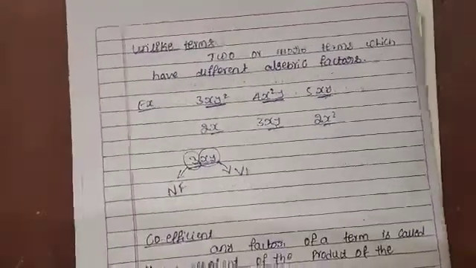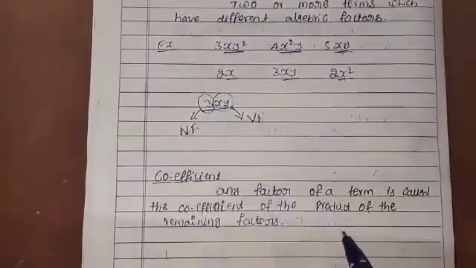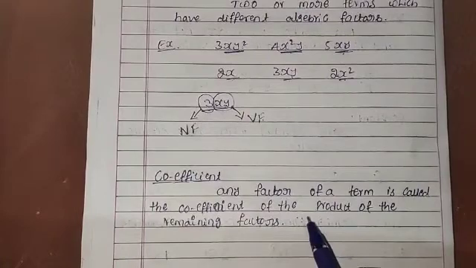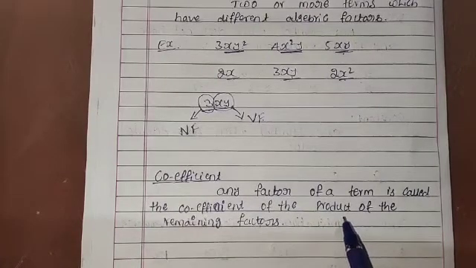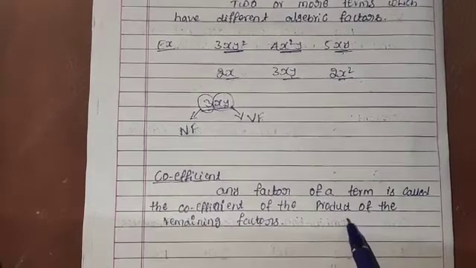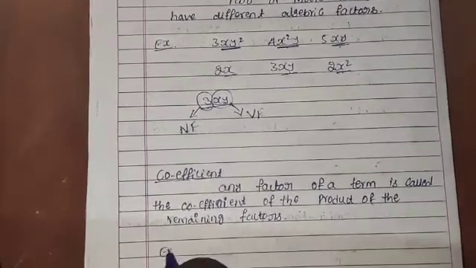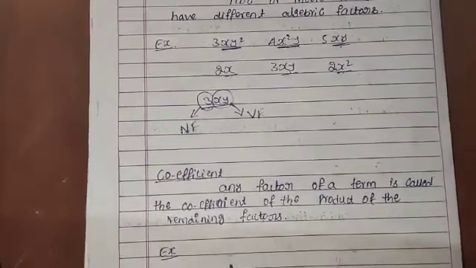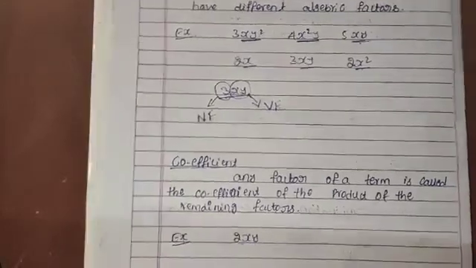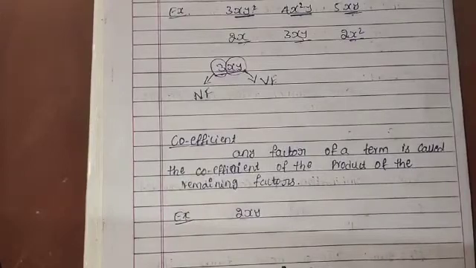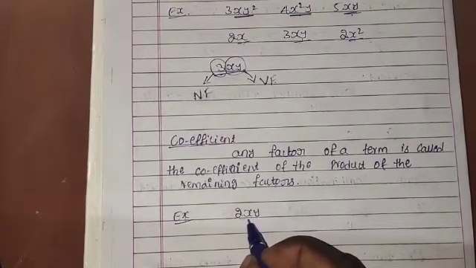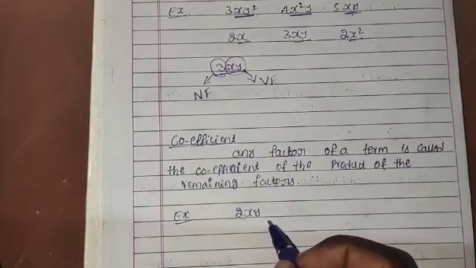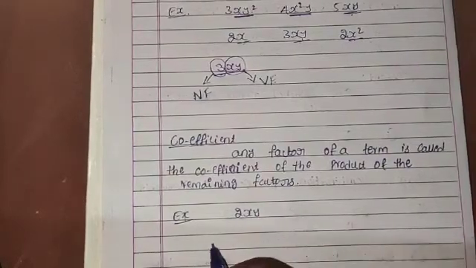And one more thing is coefficient. What do you mean by coefficient? Coefficient means any factor of a term is called the coefficient of the product of the remaining factors. For example, here we have 2xy, and we have to find out the coefficient of xy.